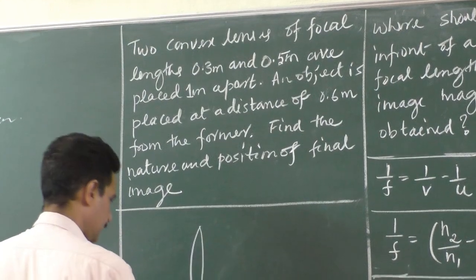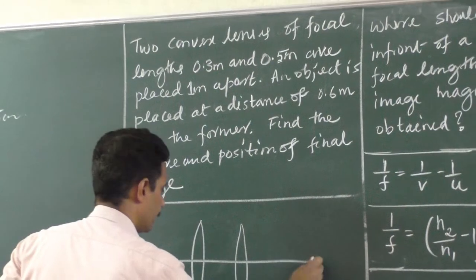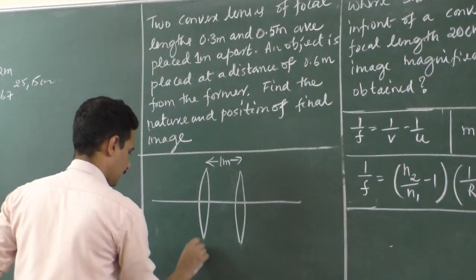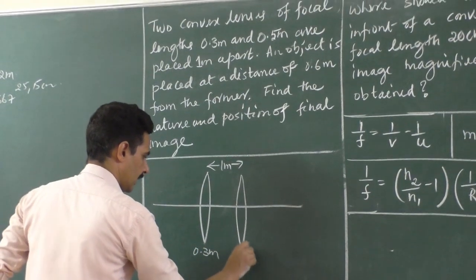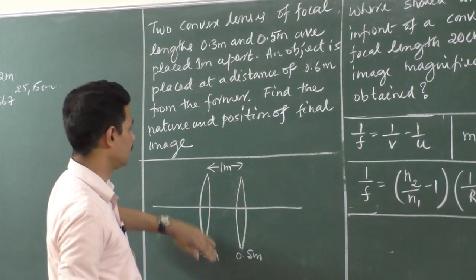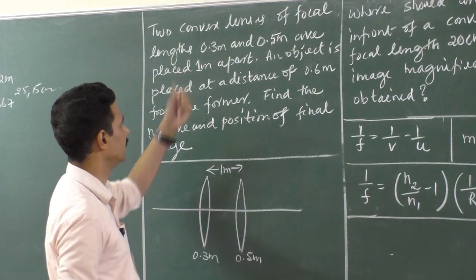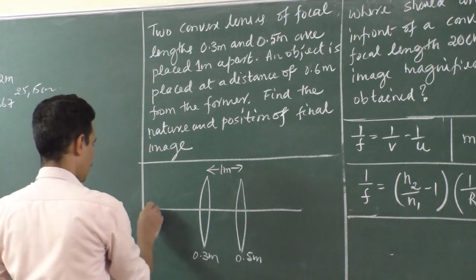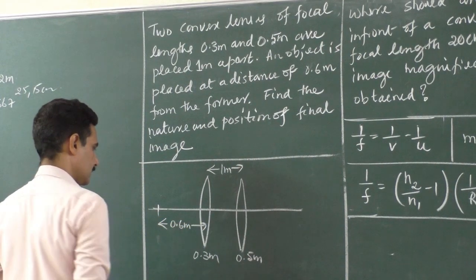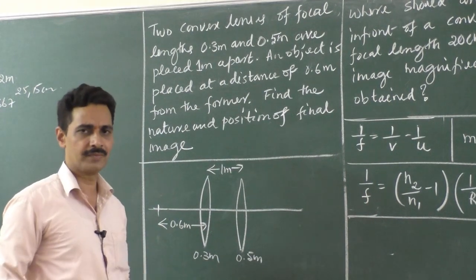Now, I place two convex lenses separated by a distance of 1 meter like this. I will shift everything to the diagram so that I need not read the problem again and again. So this is a lens of focal length 0.3 meter, this is of 0.5 meter, separated by 1 meter. An object is placed at a distance of 0.6 meter from the former. This is the object distance.